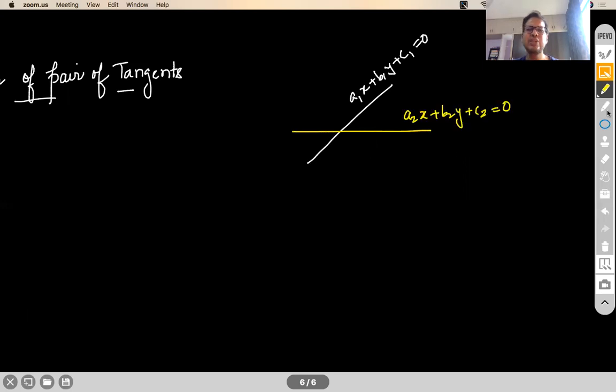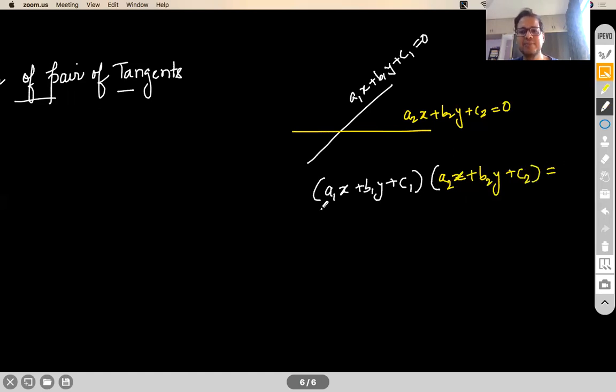When I ask what is the equation of the pair of straight lines, all you need to do is just write them like this. Just multiply these two equations in this form, but only to be used when you have converted them to the general form. So when you multiply it like this, this becomes the equation of the pair of these straight lines.